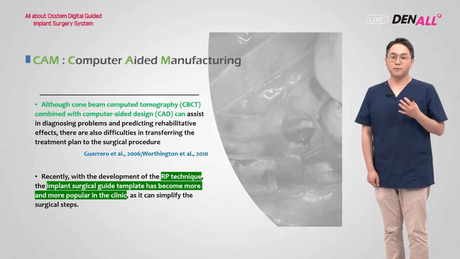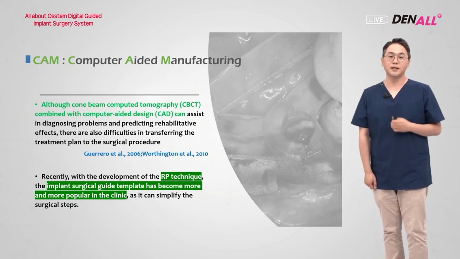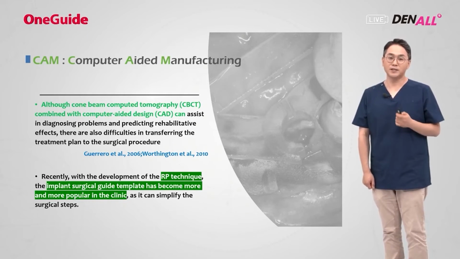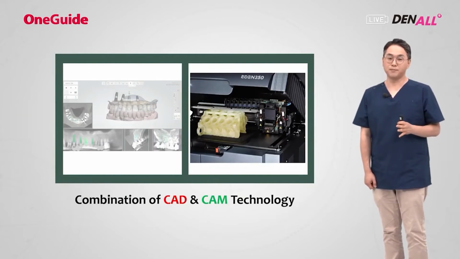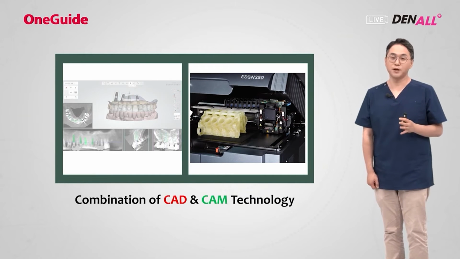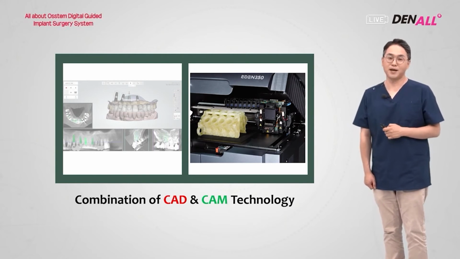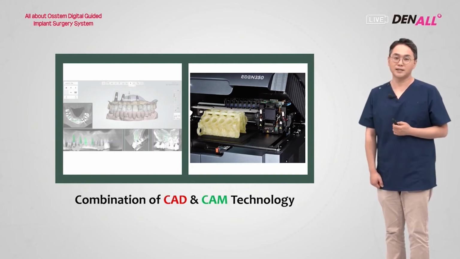3D printers have become more commercialized and the cost has become cheaper. Accuracy has increased, and using a 3D printer, a surgical stent can be easily and accurately printed out. Surgical guides have become very advanced. In other words, planning programs, virtual planning programs, CAD programs, and CAM technology like 3D printing have developed and become more available to the public, and digital guided implant surgery has been adopted clinically.